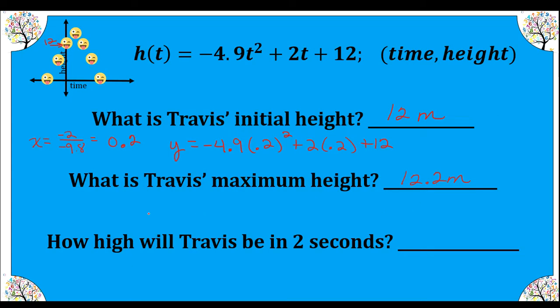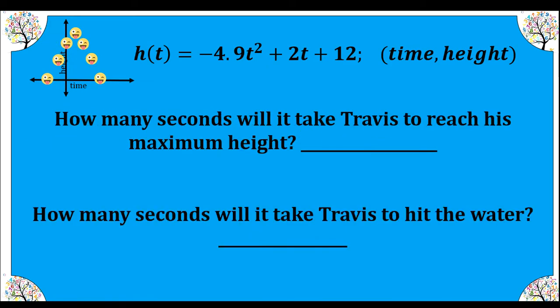How high will Travis be in 2 seconds? So we want to know when time is 2, how high is Travis? And we get negative 3.6 meters. So that means that he has already hit the water, and so he's below the water. So it's going to take less than 2 seconds for Travis to hit the water.